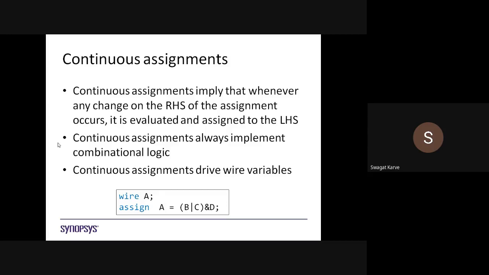That means whenever there is a change in that RHS value, suppose any of the values of B, C or D changes, then it will actually calculate that equation. That means first it will OR B with C, then it will AND that answer with D, and whatever the final answer is will get assigned to A. And this will happen whenever there is a change in B, C or D.